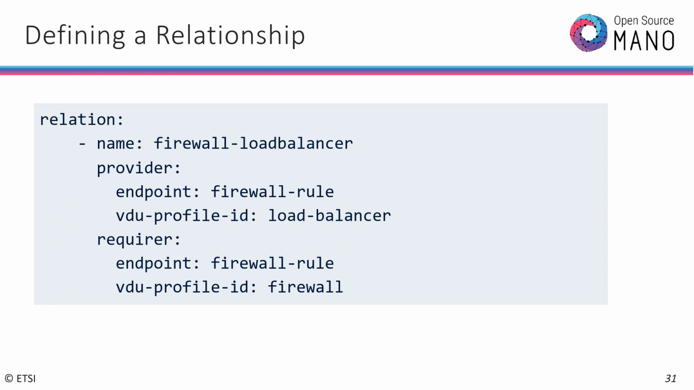So the provider, as I mentioned, is the load balancer, and the one that requires information is the firewall. So I would have named one of my VNFs load balancer, and the other VNF I would have labeled firewall. And that's how these things are tied together.